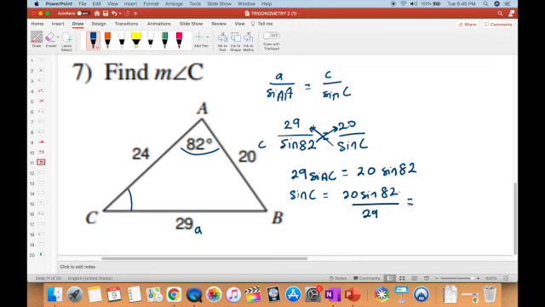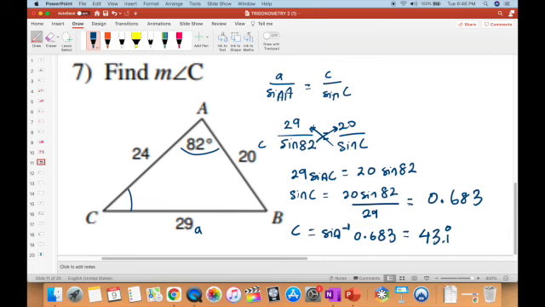Which is what? Somebody give me this. It's 0.683. So therefore C is the sine inverse of 0.683, which is 43 degrees, and it does look 43-ish. Yeah, 43 point something, 0.1.